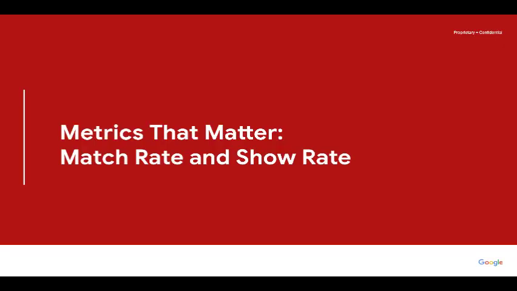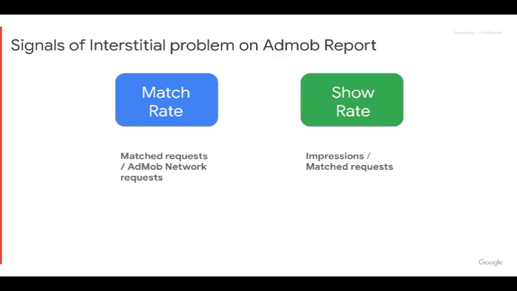All right, now I'll move on to the second part of this Hangout on Air, which is all about what metrics you should be looking at in your AdMob reports. So there are two main metrics for you guys to look at. One is the match rate, the second one is show rate.